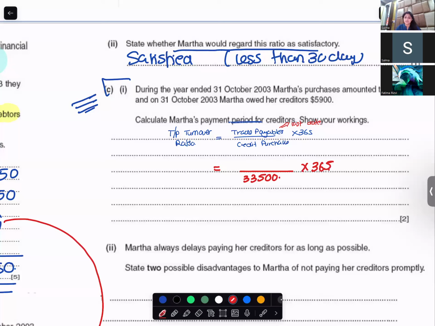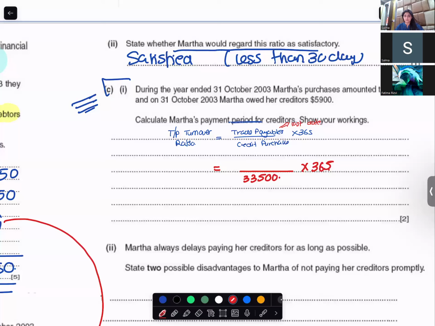Trade payables, how much, dear? Is 5,000. 900. Yeah, 5,900. Now calculate. 5,900. 64.28. So it will be approximately how many days?